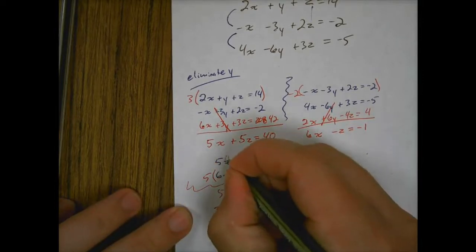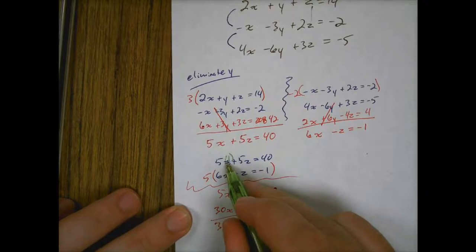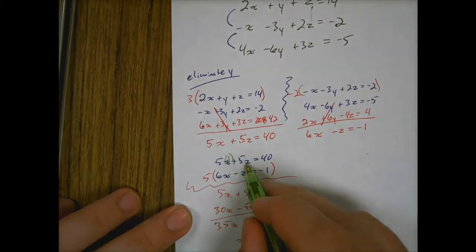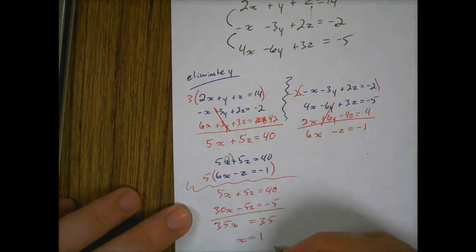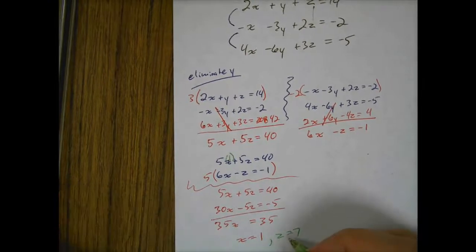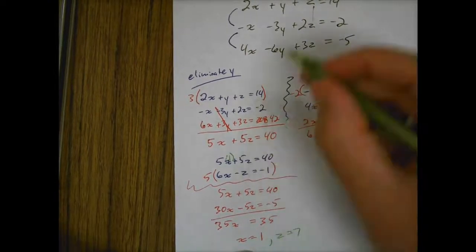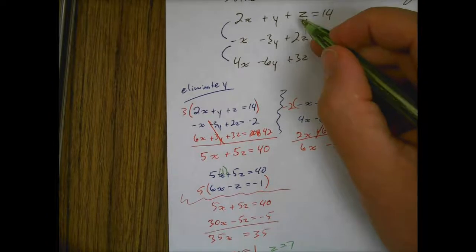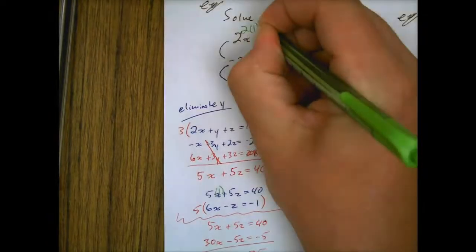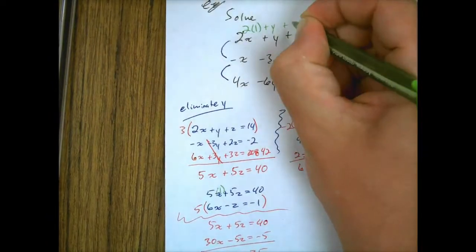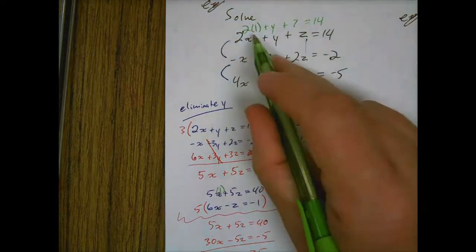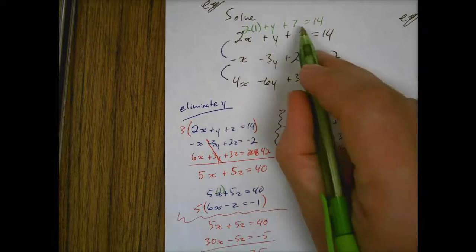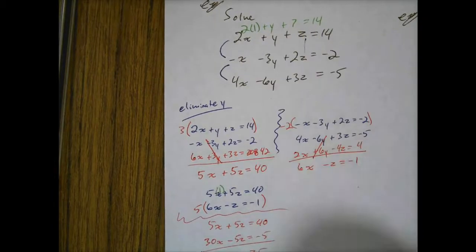So if I put in a 1 right here, 5 times 1 is 5, plus 5 times z needs to be 40, so that means z is 7. So I know z is 7. And then if I take both of these and go back to my original equations, you can go all the way up to the top if you want. So 2 times 1 plus y plus 7 needs to be 14. Well, that's 2 plus 7 is 9, so I need 5 more, so y must be 5.